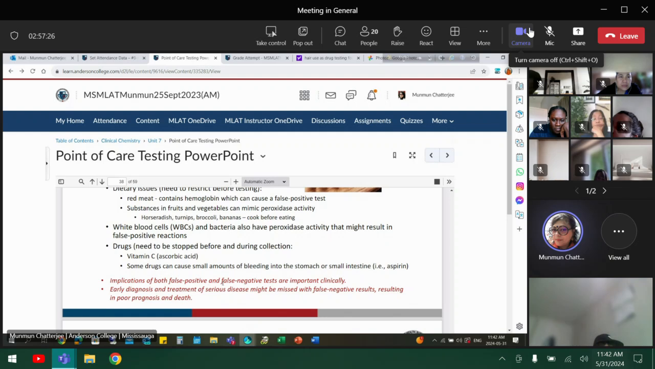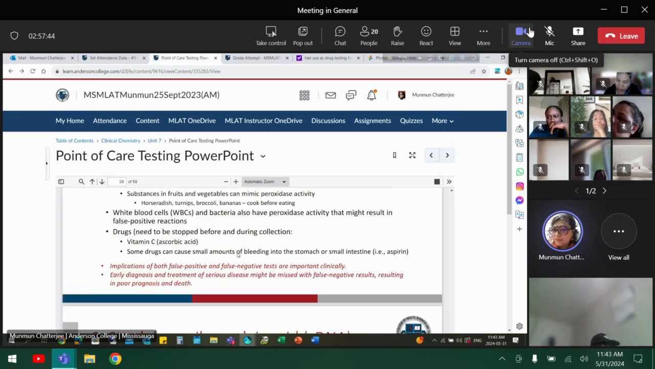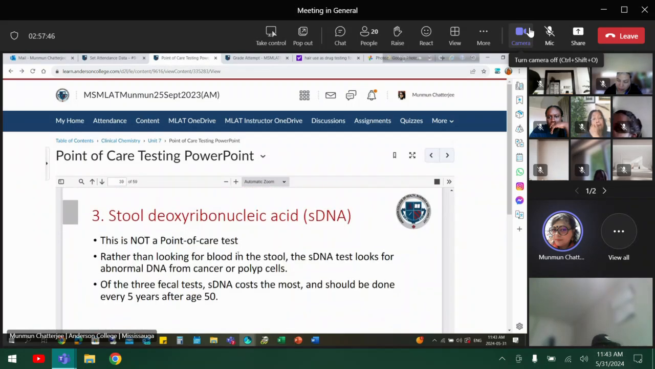Implications of both false positive and false negative tests are important clinically. Early diagnosis and treatment of serious disease might be missed with a false negative result, resulting in poor prognosis and health. So be careful that you are not doing anything which can give a false negative result.